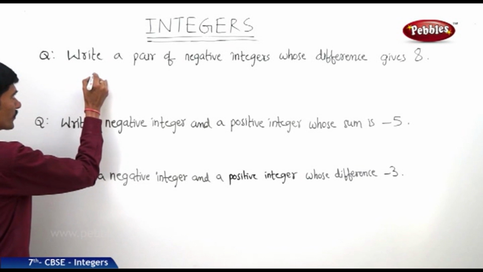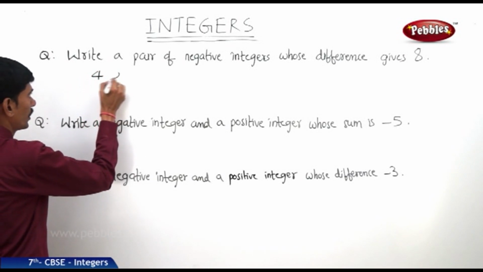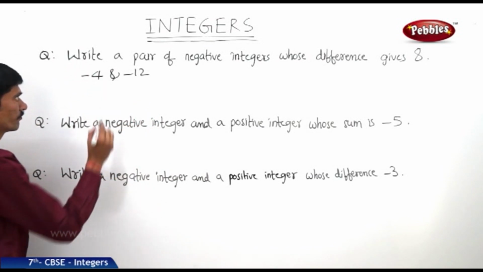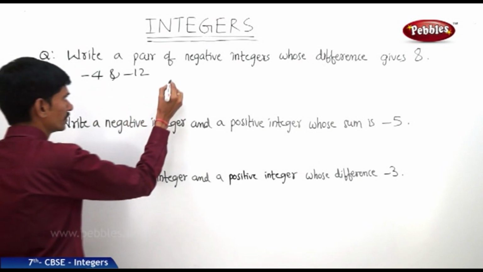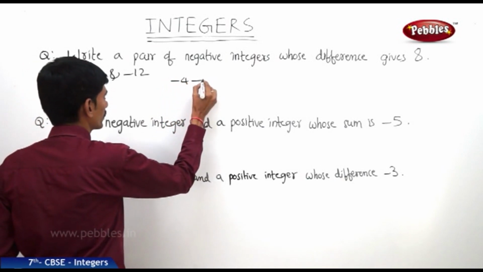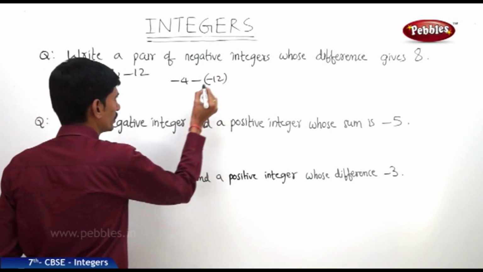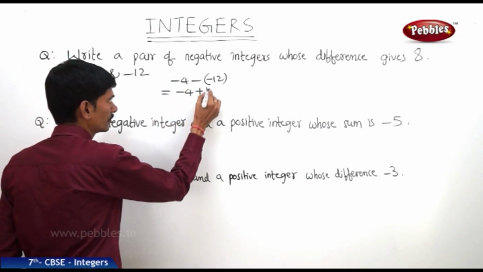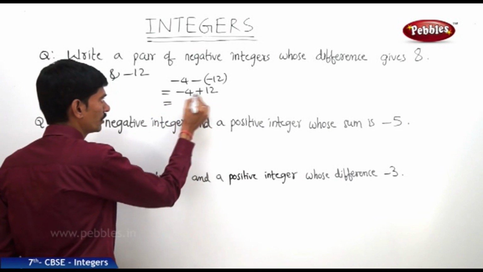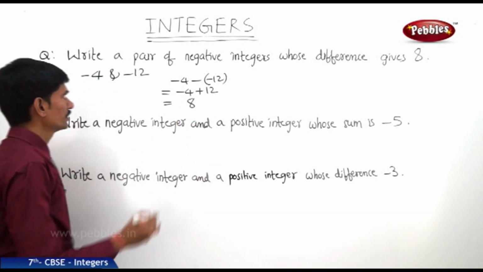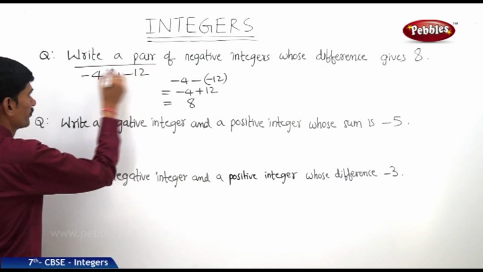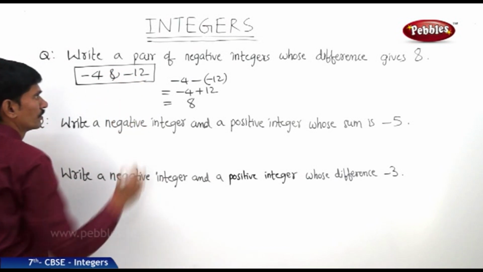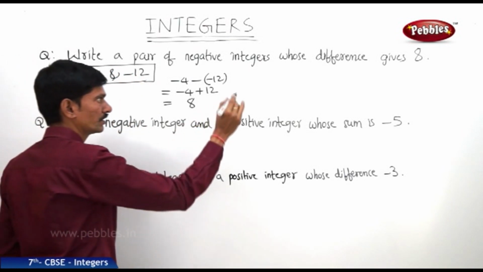Now let us take -4 and -12. So then let us find the difference of these two integers. So -4 minus of -12 equals -4, so this minus of minus is plus 12. Then 12 minus 4 is 8. So these are the two integers, means -4 and -12 are the two integers whose difference is 8.